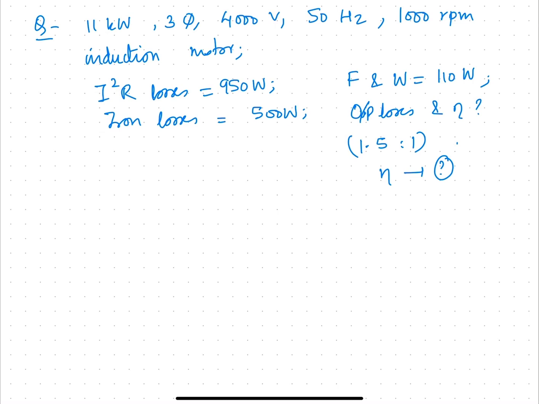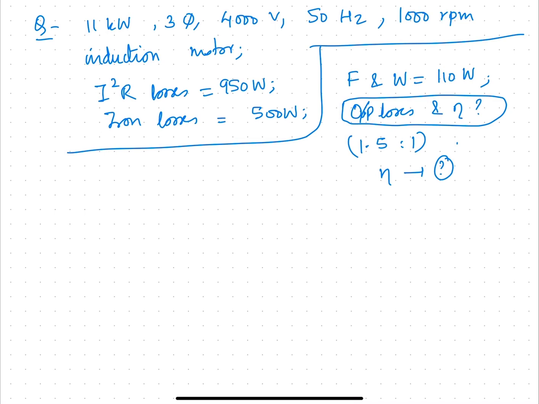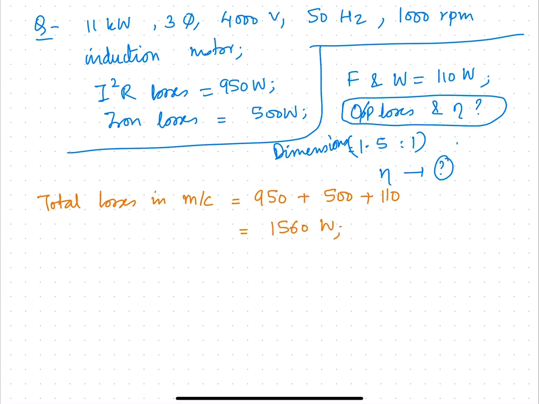So when you say that you have to find out output, losses and the efficiency, these values which are given to us are from a particular machine. We have to find out the output, losses and the efficiency of a machine with the dimensions in the ratio of 1.5 is to 1. Okay, so let's see what are the total losses in the original machine. So they are 950 plus 500 plus 110, so that's 1560 watts, and efficiency is 11000 over 11000 plus 1560, so this is 0.876.